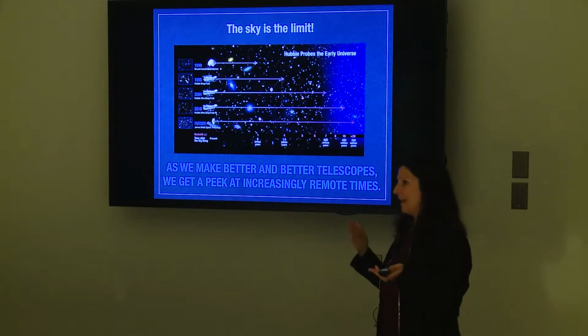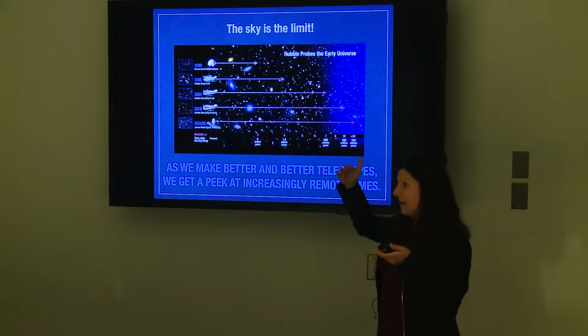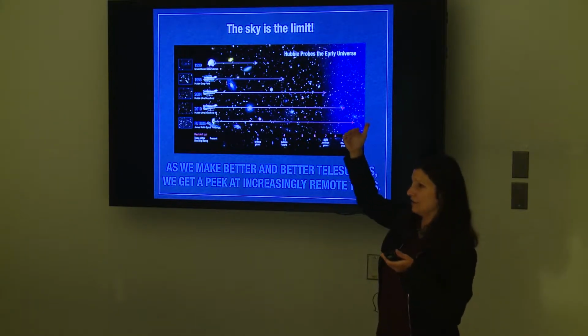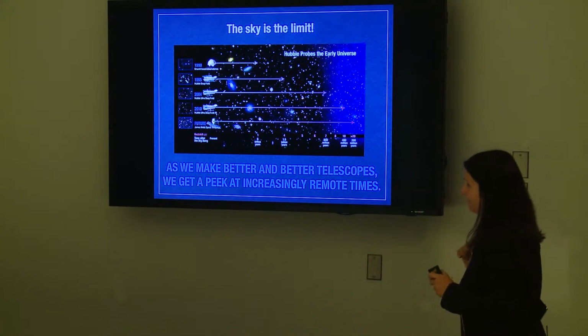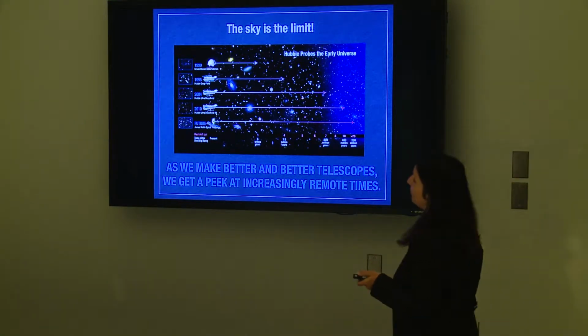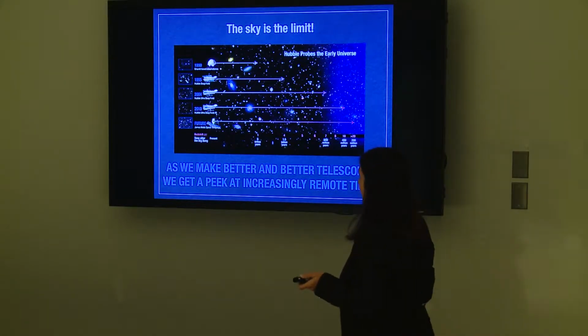You don't have any distortion coming from anything that happens between the object that you're looking at, or between this layer of atmosphere that we have. So it has multiple advantages, and you can use it 24/7.